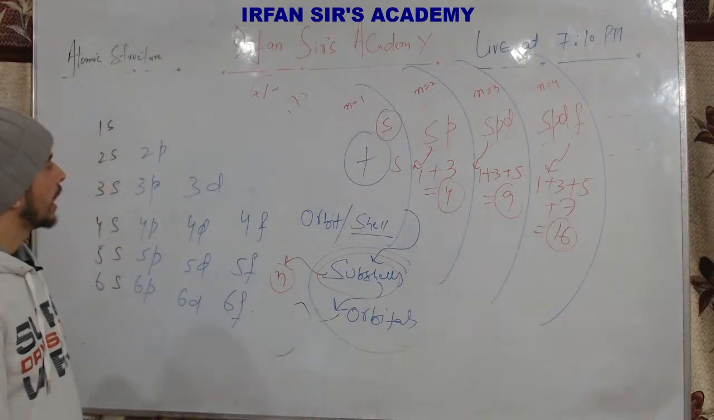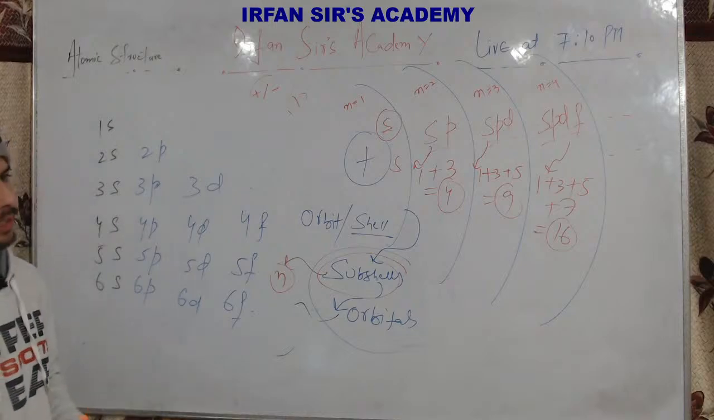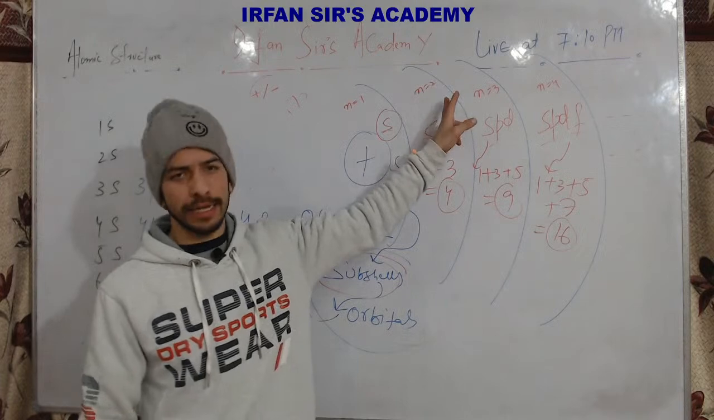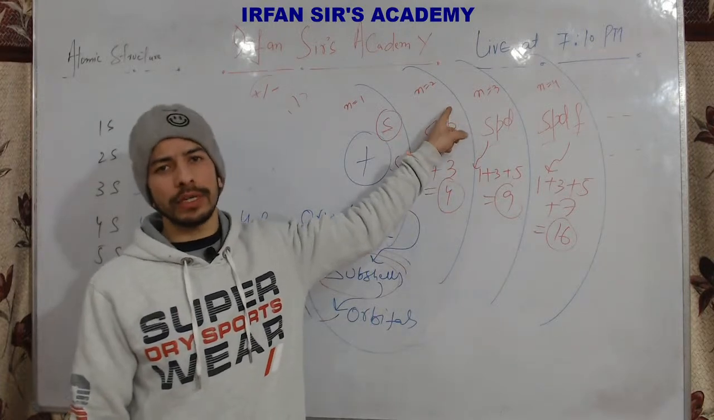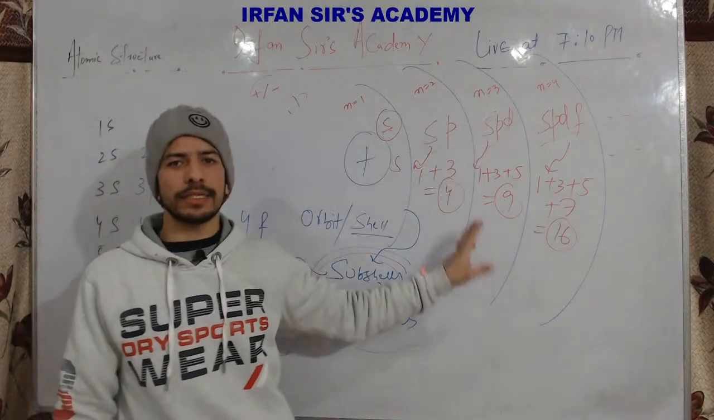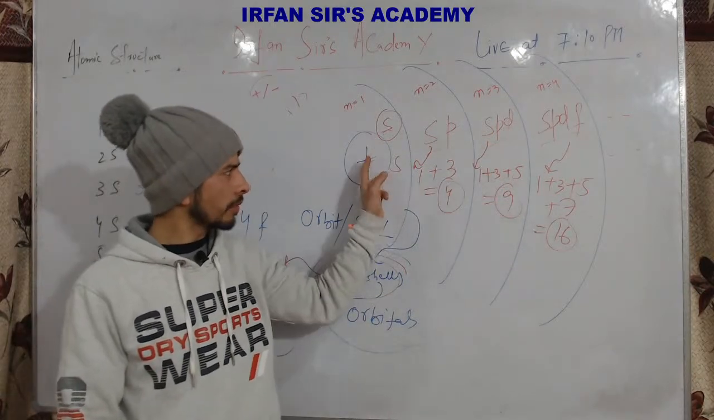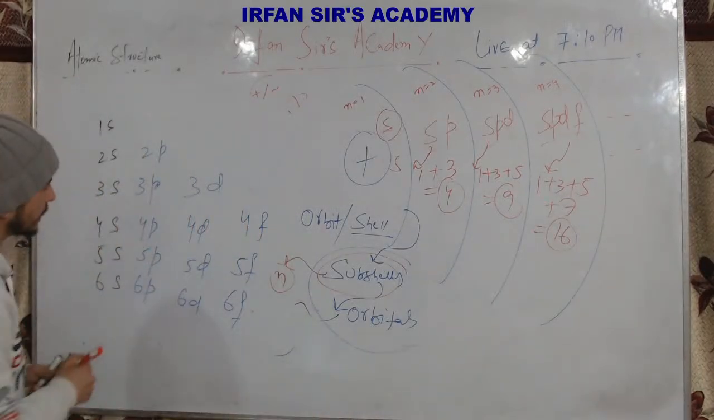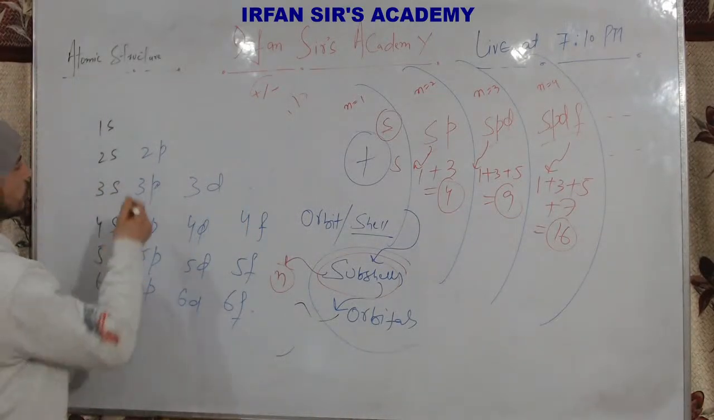See, I write 2P here because the P subshell starts from n equal to 2. It doesn't start from n equal to 1. The D subshell starts from n equal to 3. It doesn't start from 1 or 2. Similarly for F. That's why I write 3D here, 2P here, and so on.